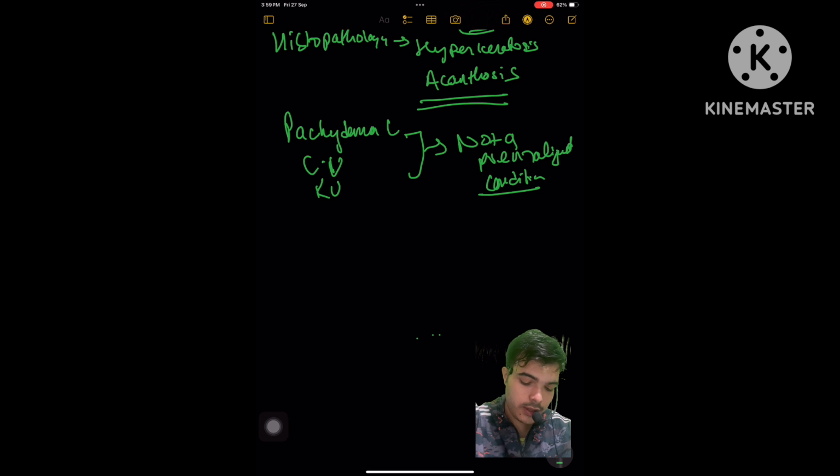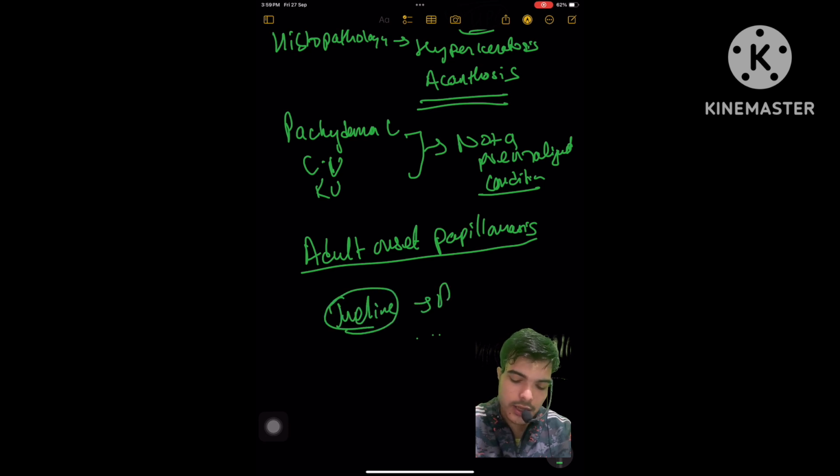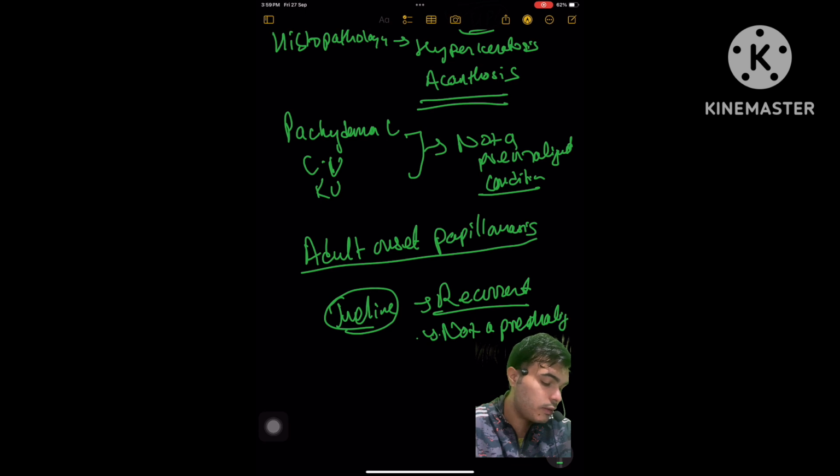Yes, you can say that is adult onset papillomatosis. I will also talk about this in detail. Adult onset papillomatosis is actually a premalignant condition. Even the juvenile papillomatosis is recurrent, and it presents with a lot of problems with the respiratory system. But juvenile is not a premalignant condition, while the adult one is a premalignant condition.